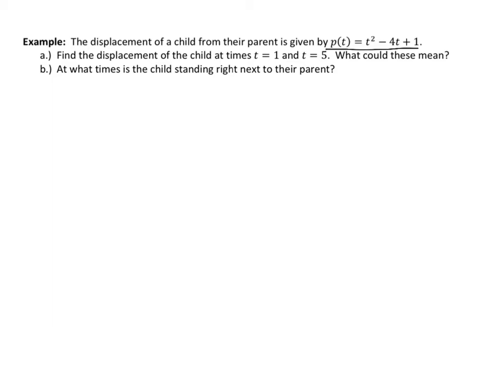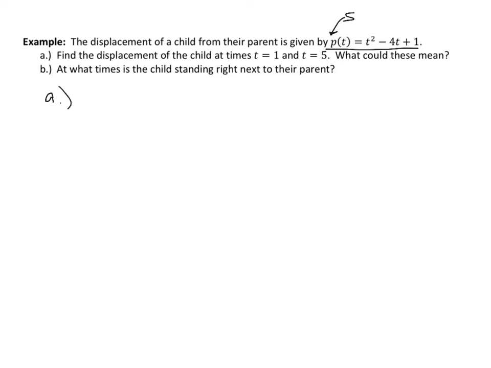By the way, the letter we often use for displacement is s, but in this case I decided to use p because parent, what the heck? It's common to use s. And t here would represent time. So question A, find the displacement of the child at times t equals 1 and t equals 5. And the question I'm asking here is, what could these things mean? Computing these things is easy. The interpretation is not hard, but it's something we'll need to talk about.